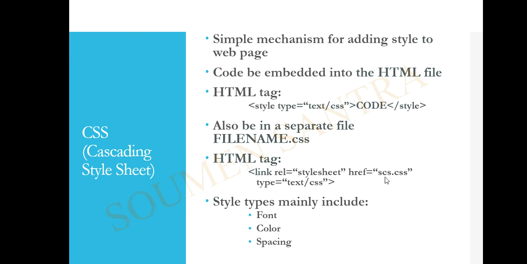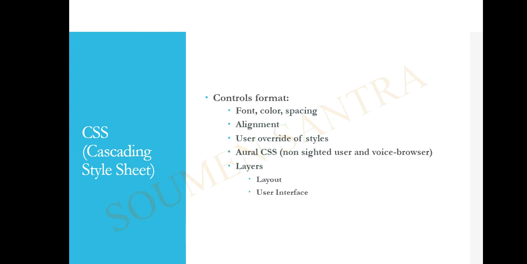This SCS is stored somewhere else in our folder, and we import this CSS into our HTML with the help of an HTML tag. We can include three kinds of styles: font, color and spacing. So we use this style sheet to import the most important features into our web page. Here I can show you how to use CSS. These are the control formats: font, color and spacing, alignment, override styles, layers, layout or user interface. Using this style sheet, we can control our formats.